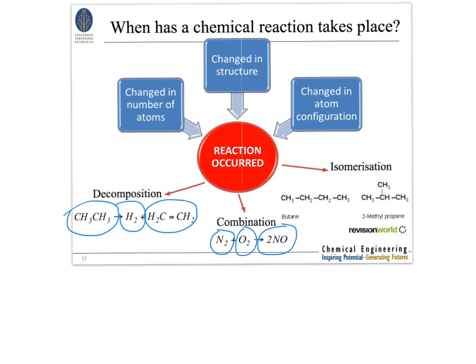And another way is through isomerization, which is the change of configuration. For example, previously we have cis-2-butene that can be converted into trans-2-butene through the change of the location of the atom.